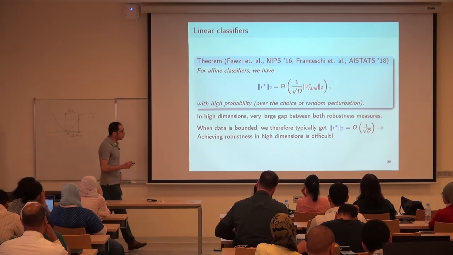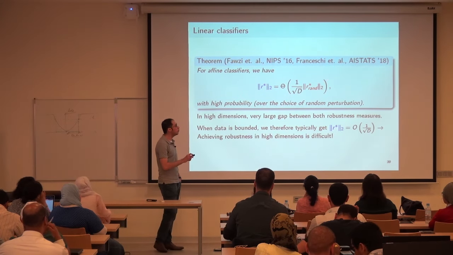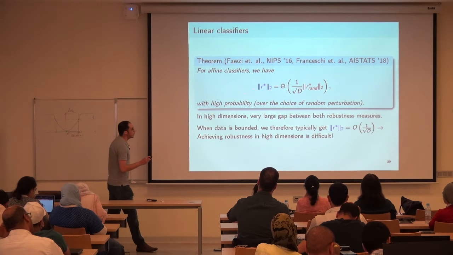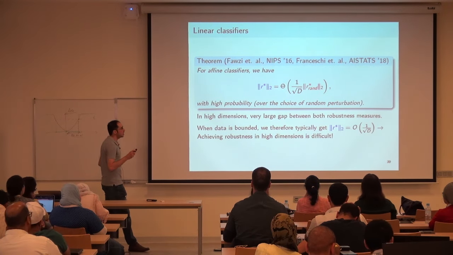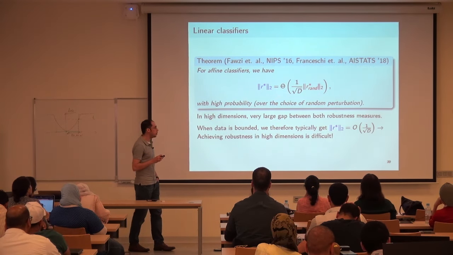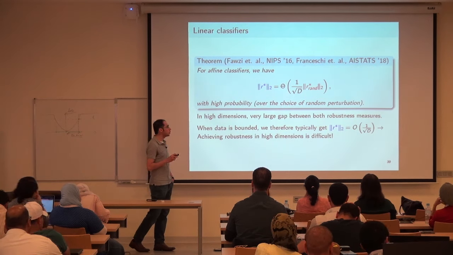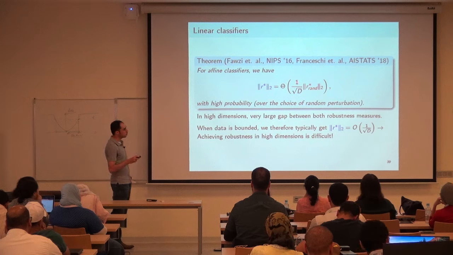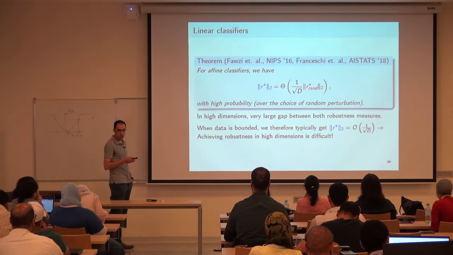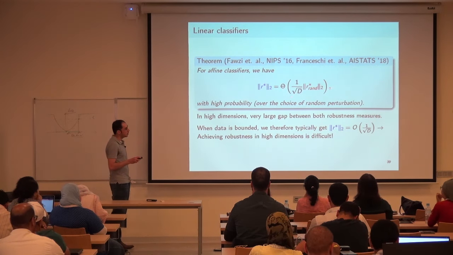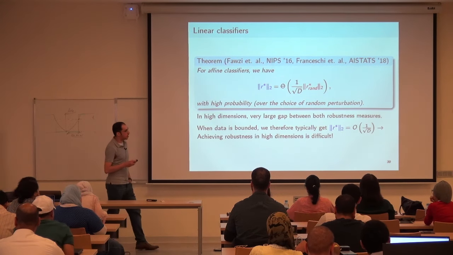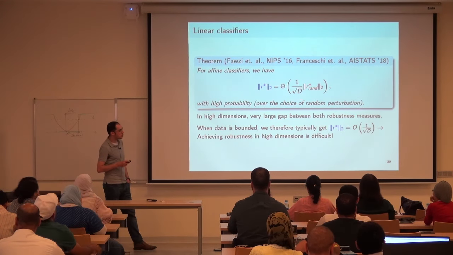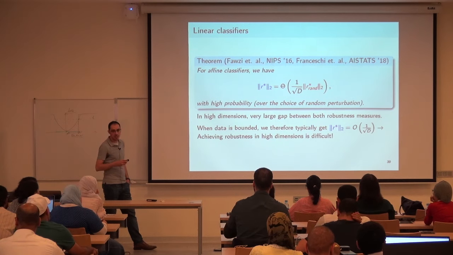So the kind of bound you can prove is something like this. There is a very, very interesting relation between robustness to adversarial perturbations and robustness to random noise. We have that robustness to adversarial perturbations behaves roughly as 1 over root d, where d is the dimension, the number of pixels, times the robustness to random noise. So what this says is that there is a very, very large gap between robustness to adversarial perturbation and robustness to random noise if you are in high-dimensional tasks.